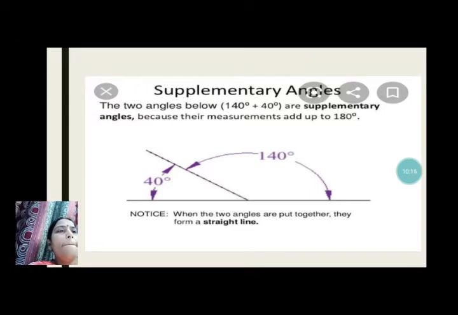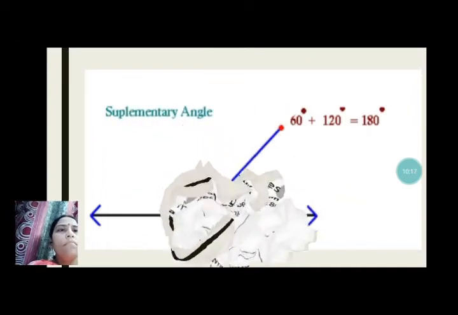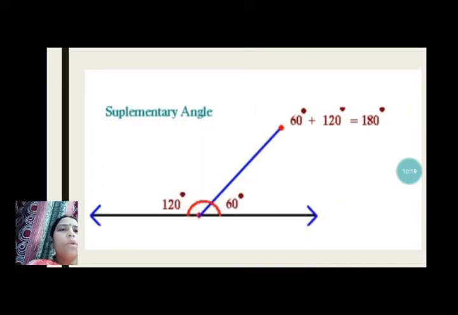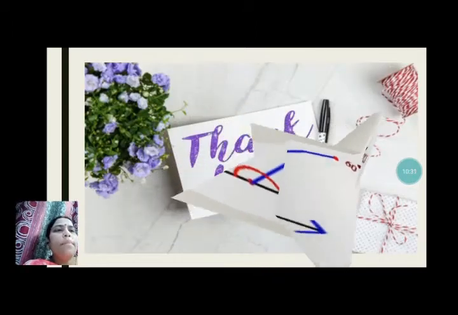Then here also, 120 plus 60. Add and see, we get 180 degrees, and that will be a supplementary angle.